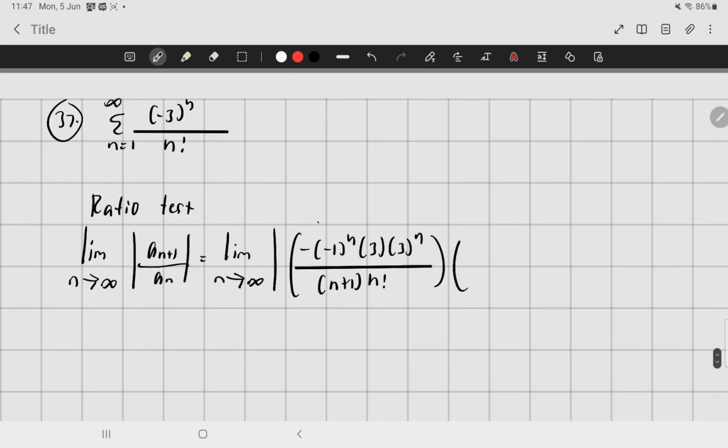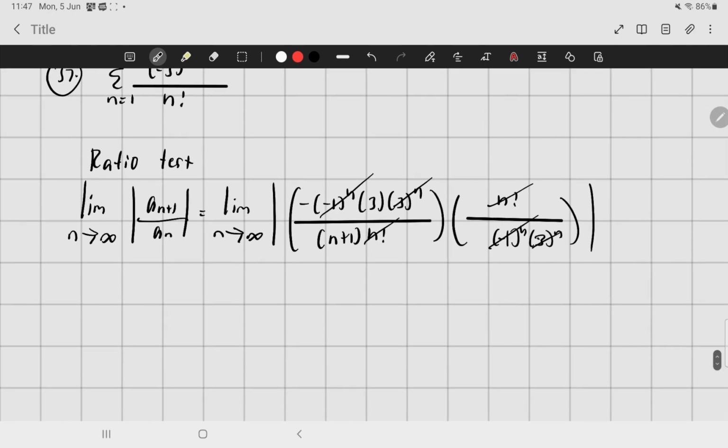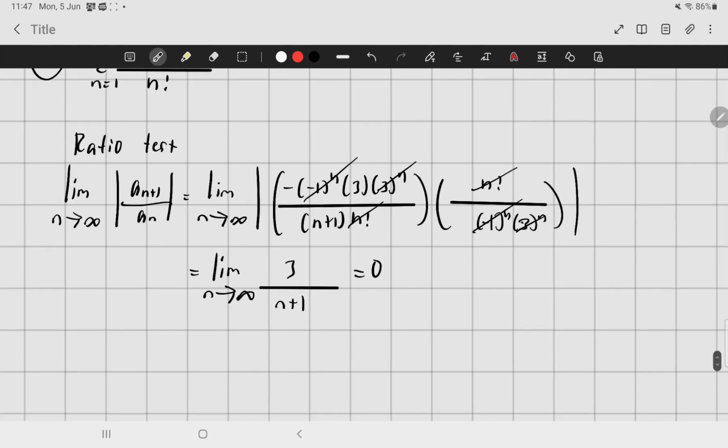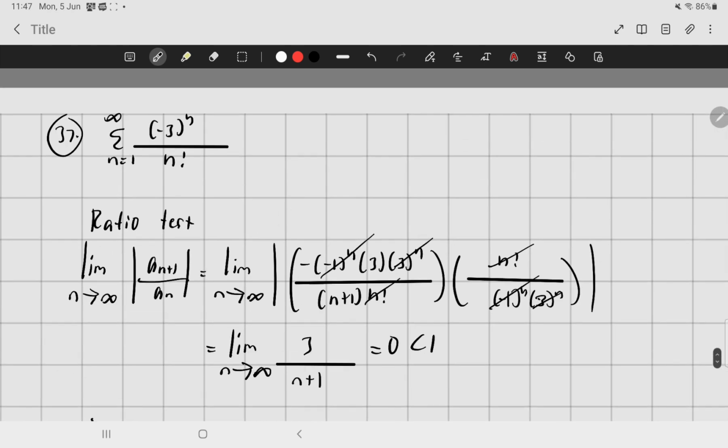The way I obtained this is from exponent rules, where we have this n plus 1 that we can separate, and we know that we can separate the negative value as well. Just a heads up. And n factorial divided by negative 1 to the power of n, 3 to the power of n. Okay, the absolute value cancels the negative, so that's nice. Now we have this limit as n approaches infinity, 3 over n plus 1 is 0, less than 1. Therefore, it converges absolutely.